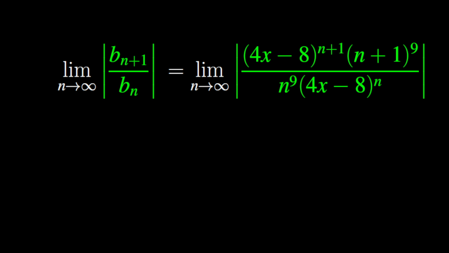Now, we have to compute the limit of ratios. It comes that the limit as n goes to infinity of b_(n+1) over b_n is equal to the limit as n goes to infinity of (4x minus 8) to the power n plus 1 times (n plus 1) to the power 9, over n to the power 9 times (4x minus 8) to the power n.